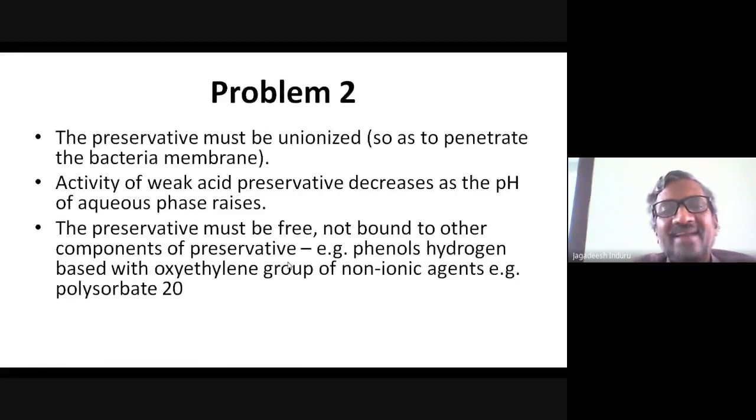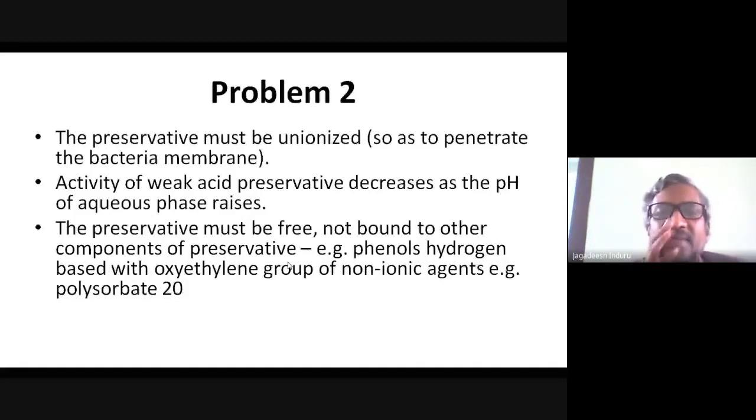Most of the times, in the unionized state, water solubility will be less. It will get precipitated. So we need to make it solubilized and, at the same time, in the unionized form to be effective. This is a second challenge. The preservative must be free and not bound to any other components of the preparation.